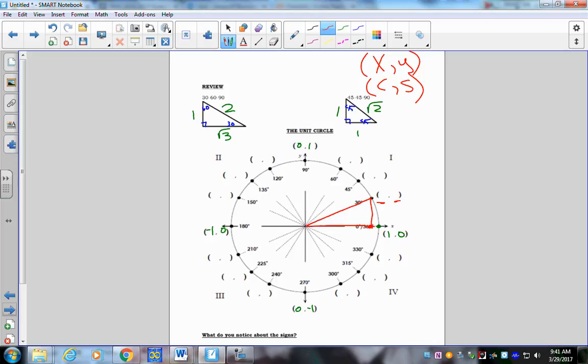Okay, so let's take a look at our triangle up top. What is the cosine of 30 degrees? Well, cosine is adjacent over hypotenuse, so this is going to be the square root of 3 over 2. All right, our sine is going to be the opposite over hypotenuse, so 1 over 2.